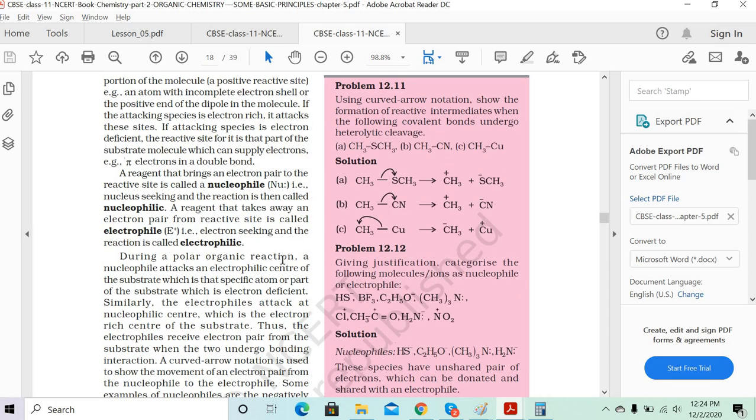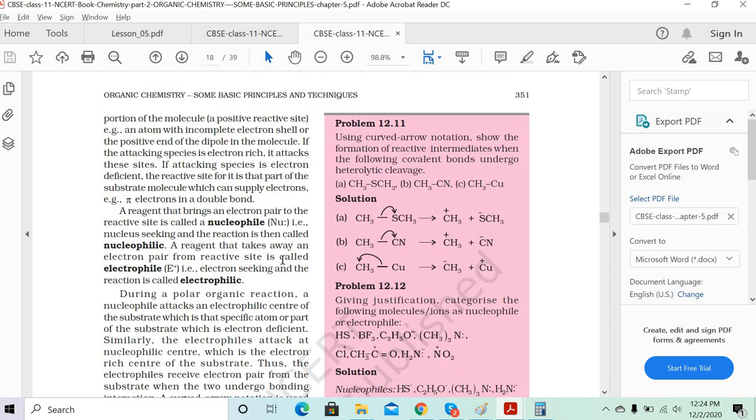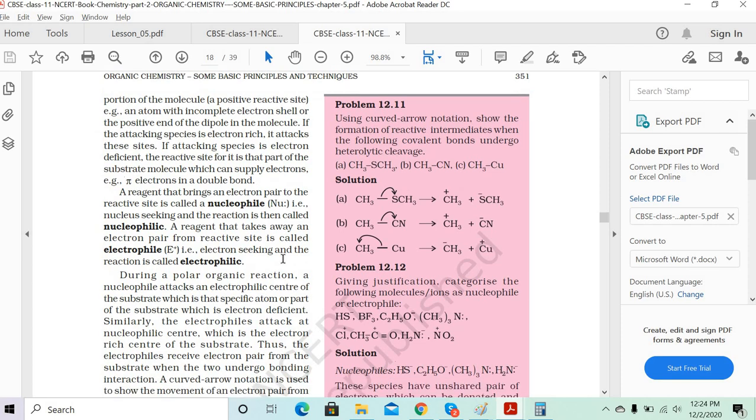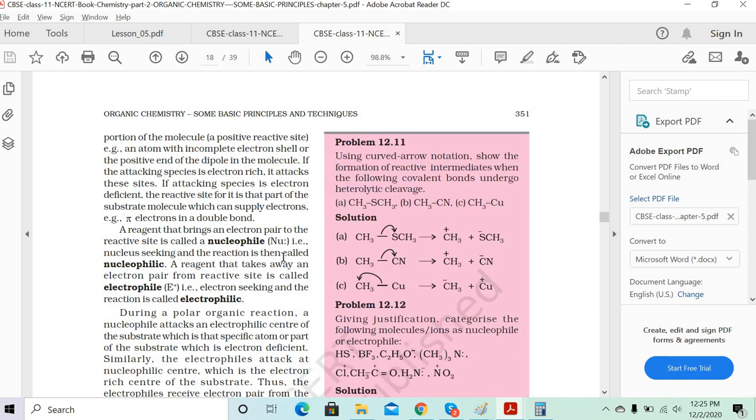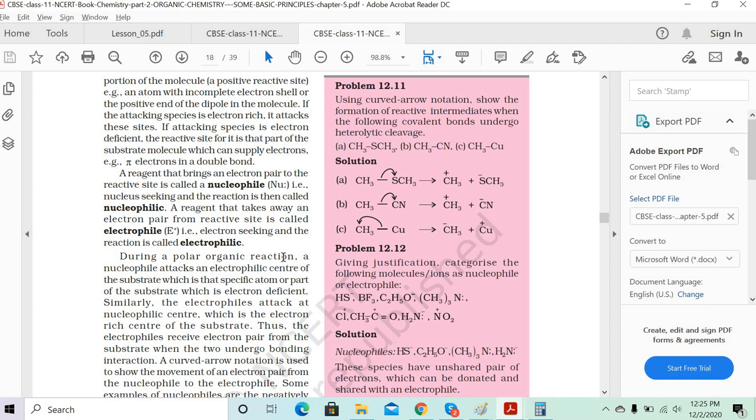Fine, no problem. Okay, so let's go to example problem 12.11 now. Using curved arrow notation, show the formation of reactive intermediates when the following covalent bonds undergo heterolytic cleavage. So it is going through heterolytic cleavage, right? So what happens? What is the positive charge? What are the negative charges? You need to mention that. Let's try to understand this part. First one, CH3SCH3 now. Let's try it out now.